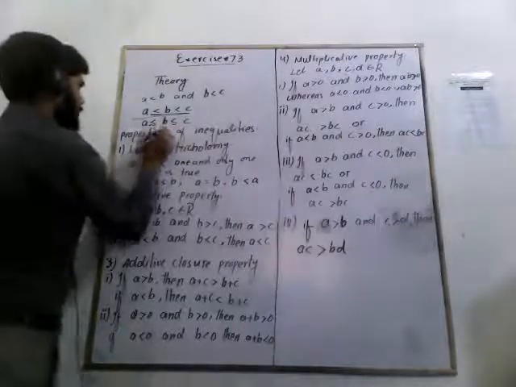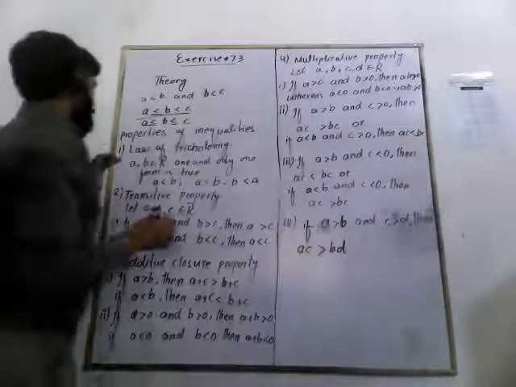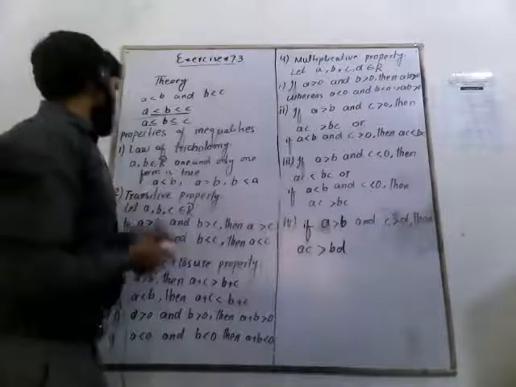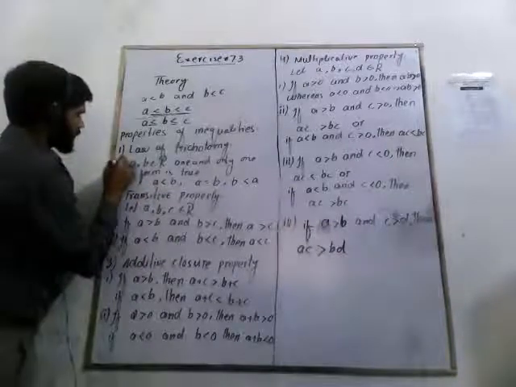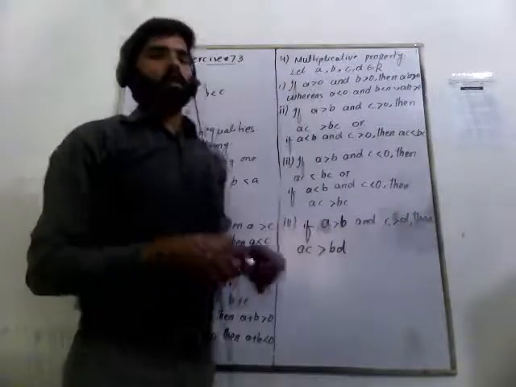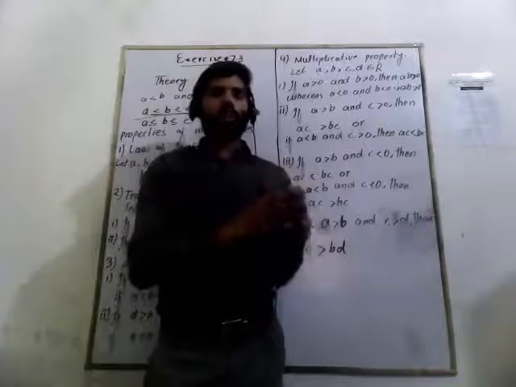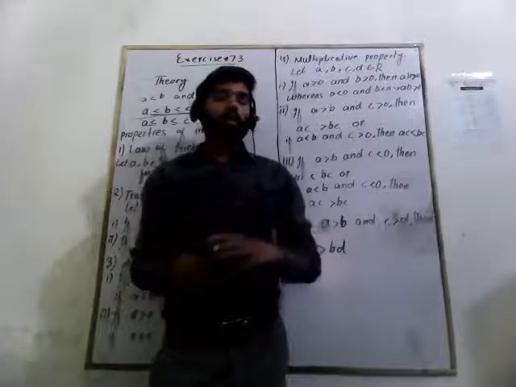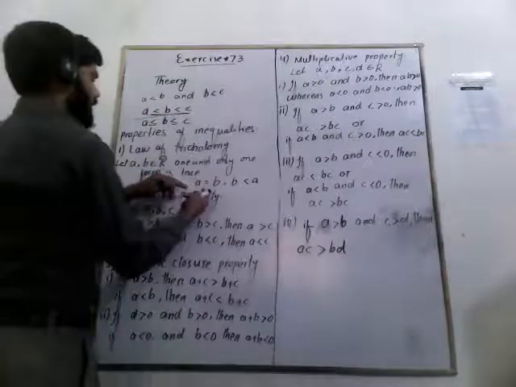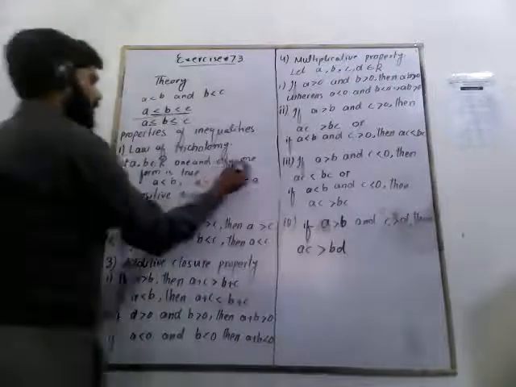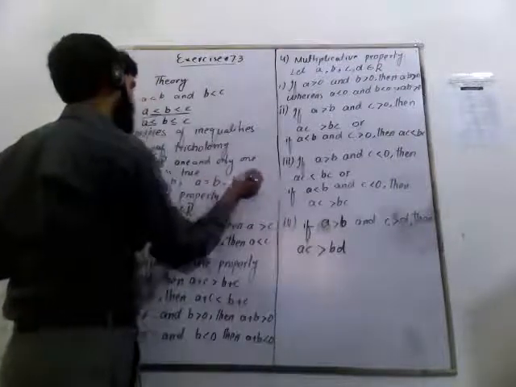Now we will do properties of inequalities. First of all, law of trichotomy. Let a, b belong to real numbers. One and only one case will come. For example, a can be less than b. Another case, a will be equal to b. And the third case is a will be greater than b.